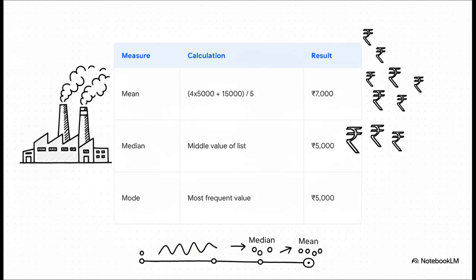Okay, let's run the numbers on this. The mean, or average salary, is 7,000 rupees. The median, the middle salary when we line them up, is 5,000. And the mode, the most common salary, is also 5,000. So what's the typical salary here? Does 7,000 rupees really feel like it represents what most people earn?